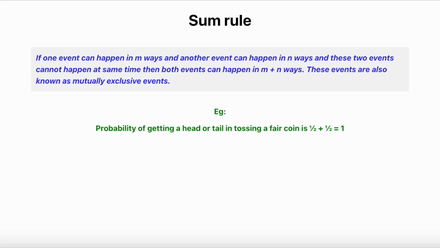For example, the probability of getting a head or tail in tossing a fair coin is 1 by 2 plus 1 by 2, which is equal to 1. Here, one event is getting a head and another event is getting a tail, and both events cannot occur at the same time. So we add the probability of both events.